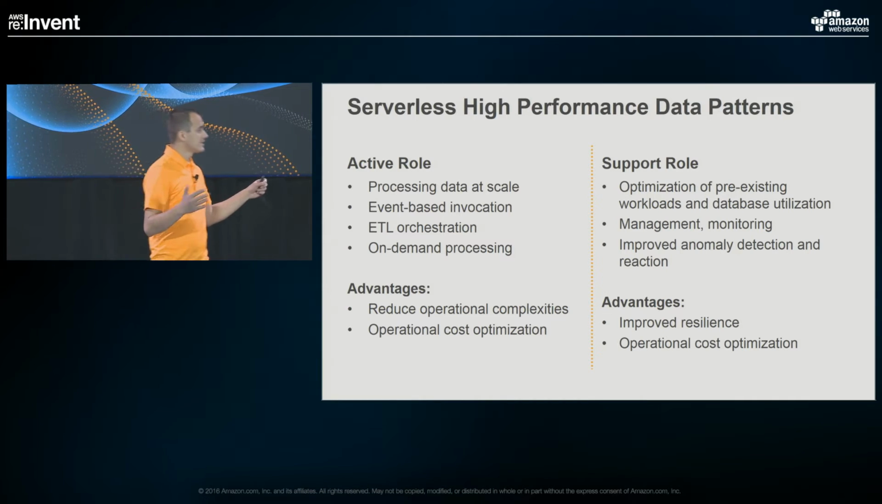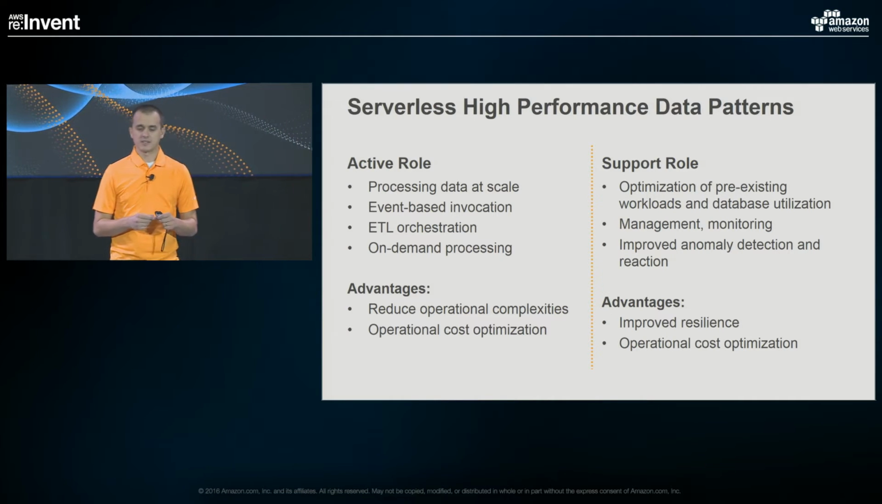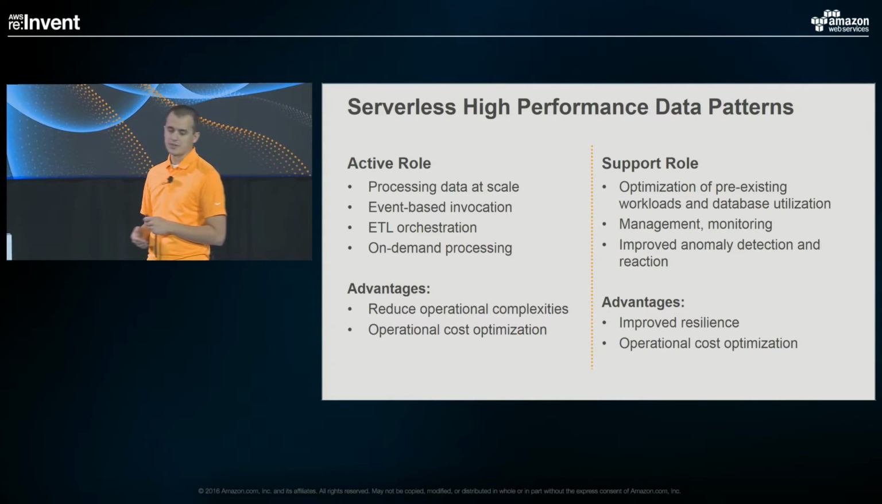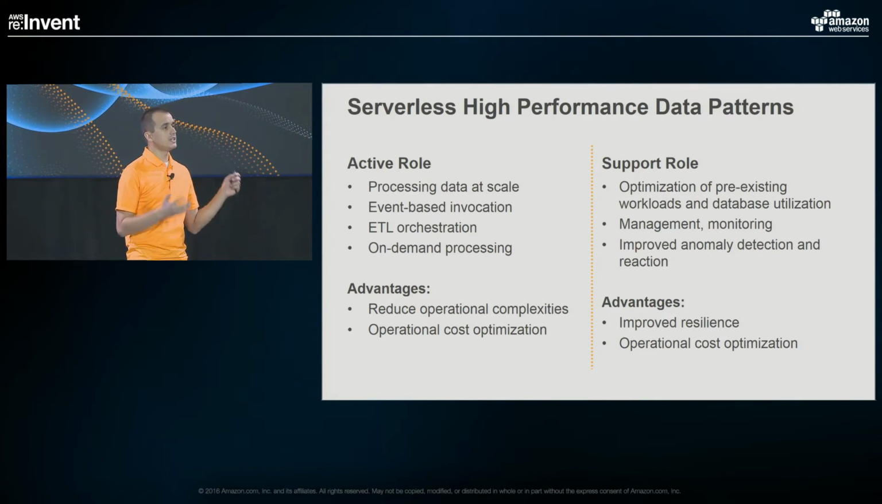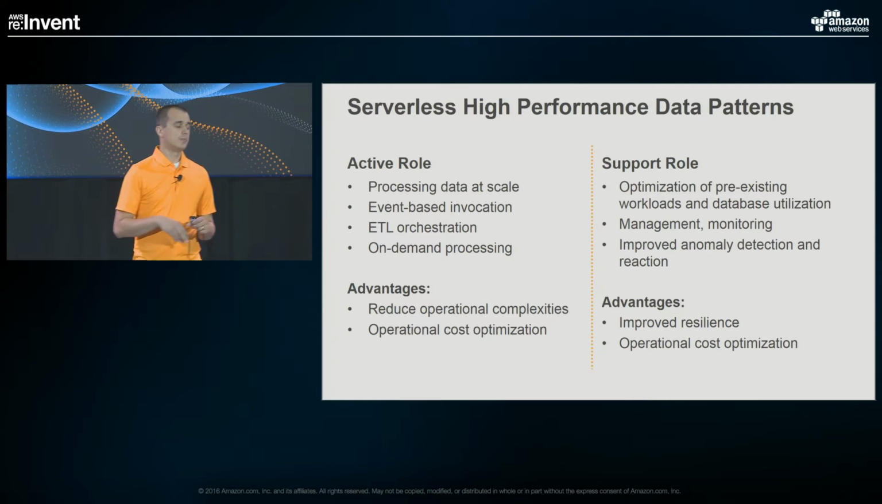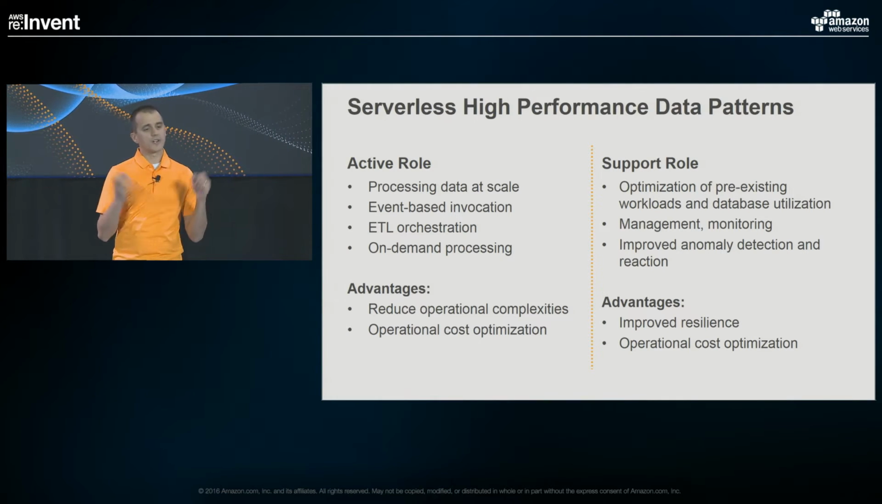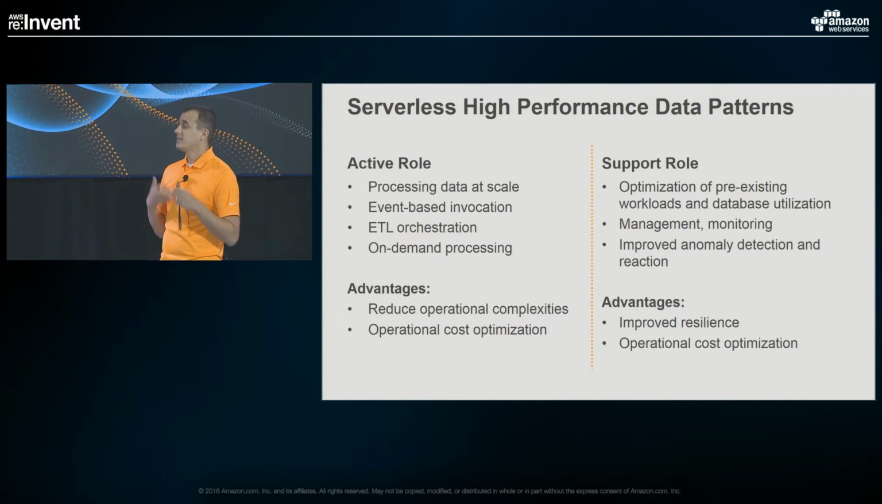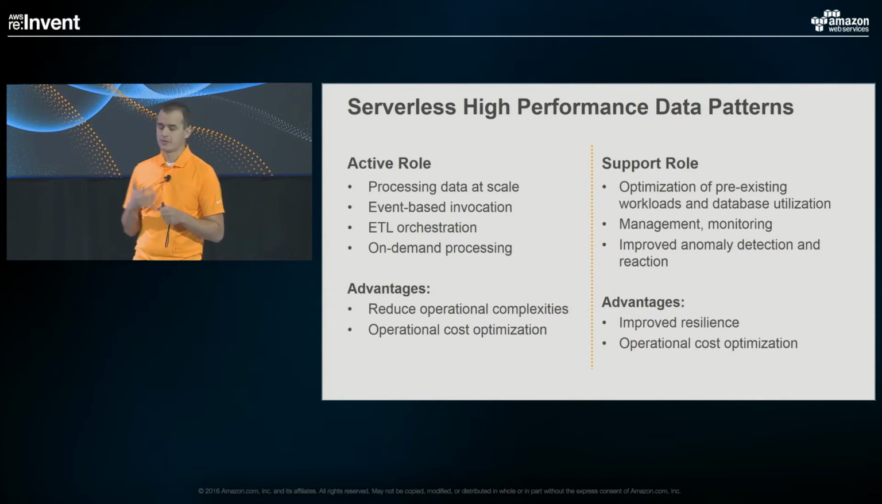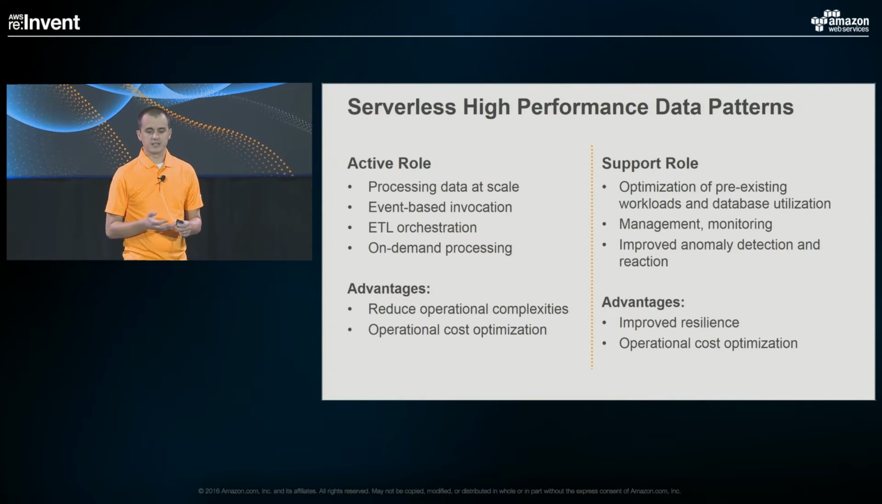Scaling on demand based on how much data is flowing into that system, or it's API driven. Lambda is used to process data, potentially as part of an ETL orchestration framework. But in either of those cases, it's front and center there. It's the central part that's driving your business logic. So the advantages in these cases we see around reducing operational complexities.